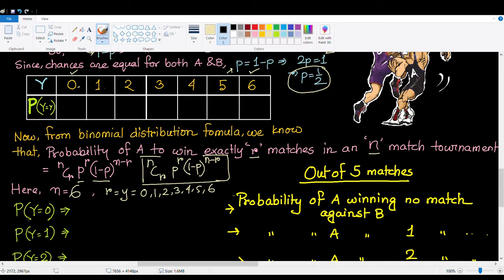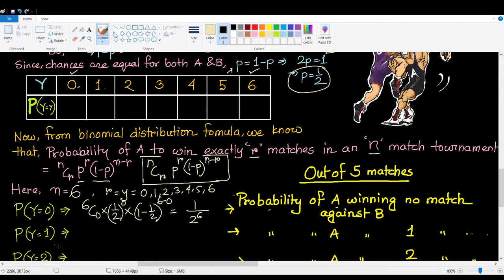Now P of Y equals 0 means the probability of A winning no match against B. Now you have to choose 0 out of 6 matches where A will win. Therefore, the probability of A to win equals half to the power 0 and 1 minus half to the power 6 minus 0. So this probability becomes 1 by 2 to the power 6.